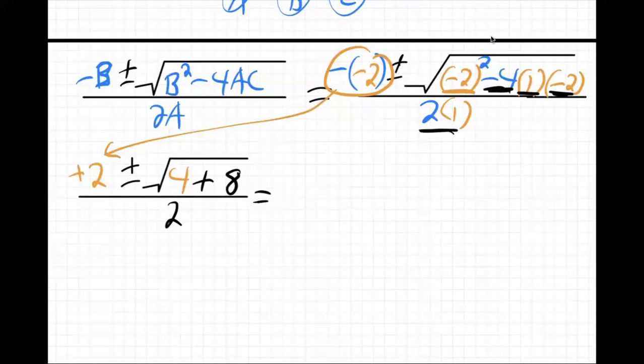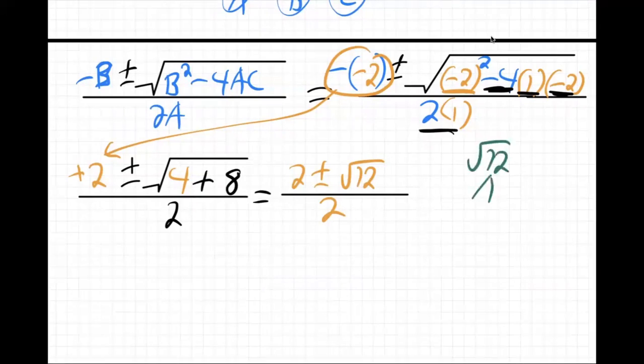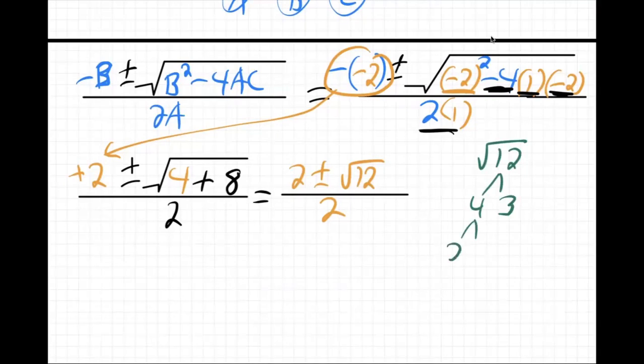So that is 2 plus or minus the square root of 12 over 2. Now, how do we clean up that square root of 12? I don't know if you remember this. I'll be glad to show it right now. You break it down. You say, well, it's 4 times 3, and that's 2 times 2. So you break down the 12.